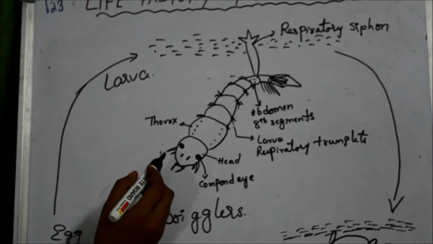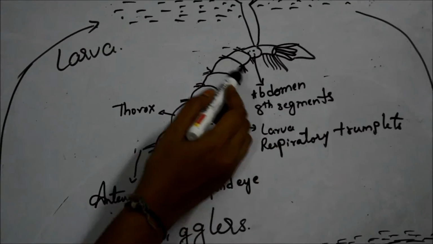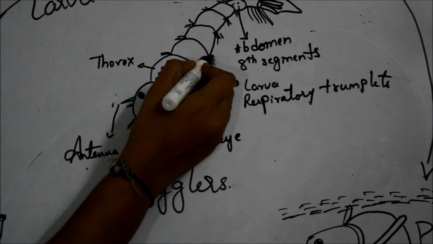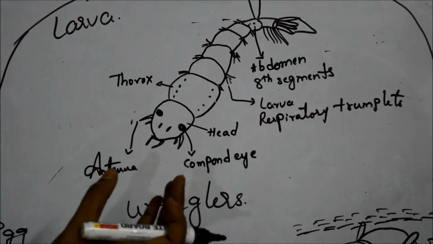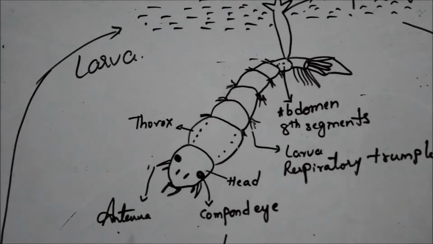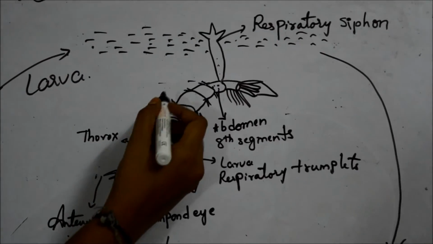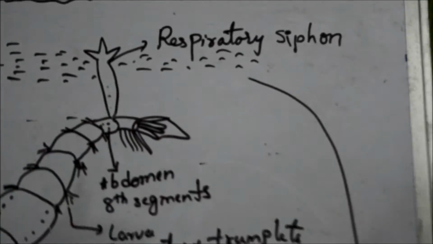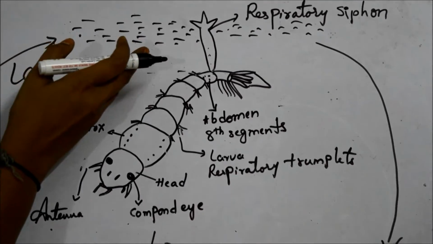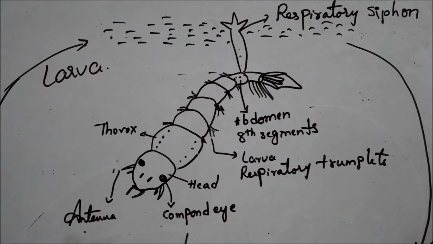The thorax is globular and the abdomen is a cylinder with 9 segments. Tufts of stiff hair are present on the thorax and abdomen. The abdomen has a tube on the 8th segment through which air is taken in. This tube is called the respiratory siphon. The larva periodically comes to the surface of the water and takes in air through this respiratory siphon. The larva feeds on algae and small organic particles and grows into the next stage.